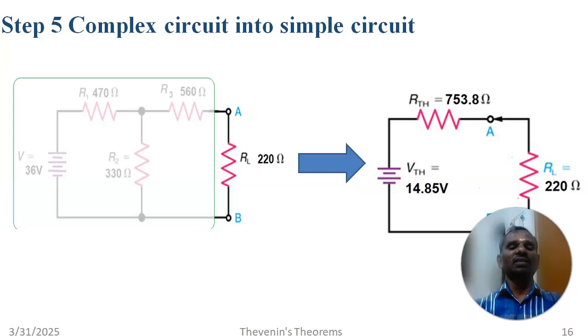So step 5. Complex circuits can be converted into a simple circuit. So I have a block-based complex circuit, which can be replaced by a single voltage source and a single resistance, which is called RTH. So the single voltage source is 14.85 volts and the single resistance is 753.8 ohms. Now we connect the load resistance RL, just 220 ohms.